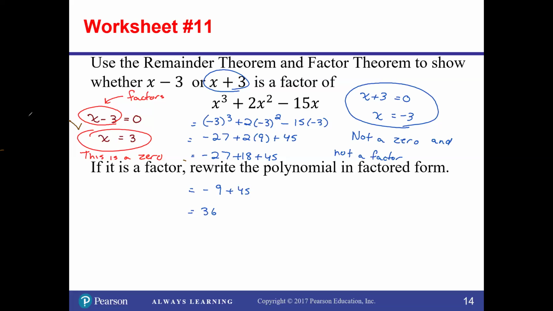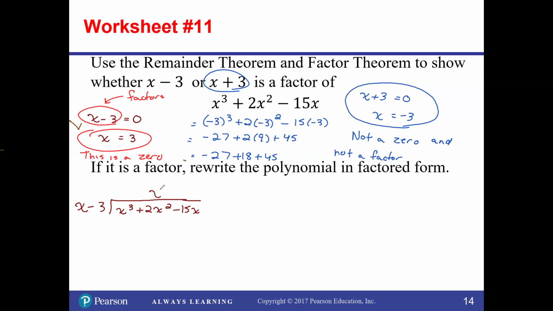Okay, so like I said, we could just factor this. I'm going to use the polynomial long division because I'm preparing you for harder problems that you would see. But now we know that x minus 3 is a factor. So we are going to factor it out of x cubed plus 2x squared minus 15x.